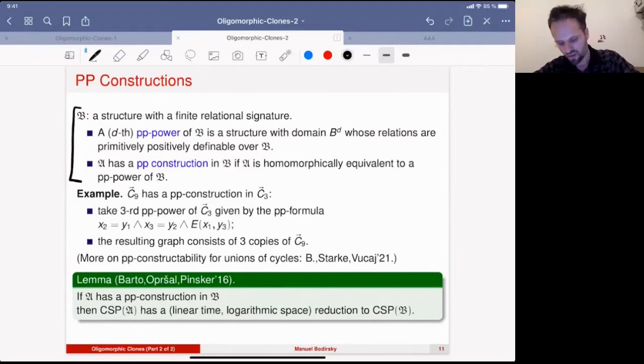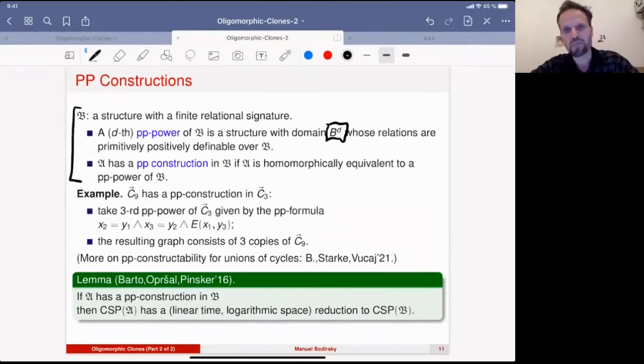So you start with some structure, you look at the set of all d-tuples, and then you define on these d-tuples some relations. So if the relation that you want to define has arity k, the condition is that the resulting d times k array relation is primitive positive definable in the structure B you started with. So a PP power should have this property: all of its relations are definable already over the base structure B with primitive positive formulas. That's the first step. That's a PP power.